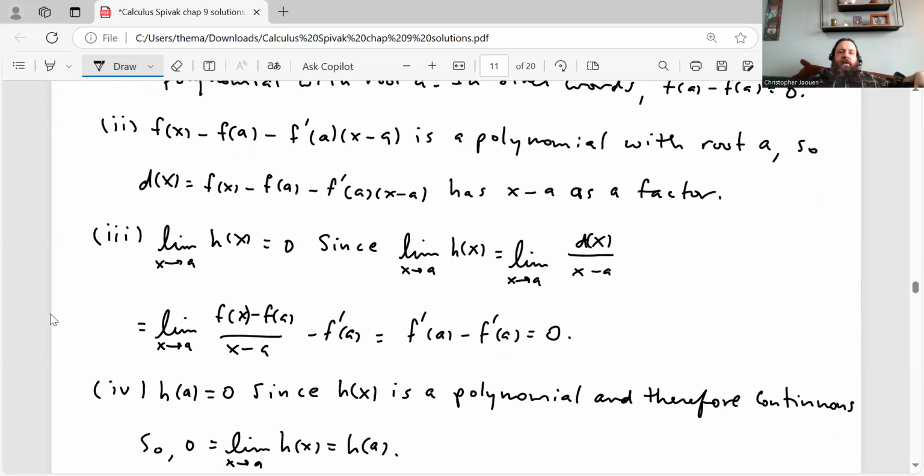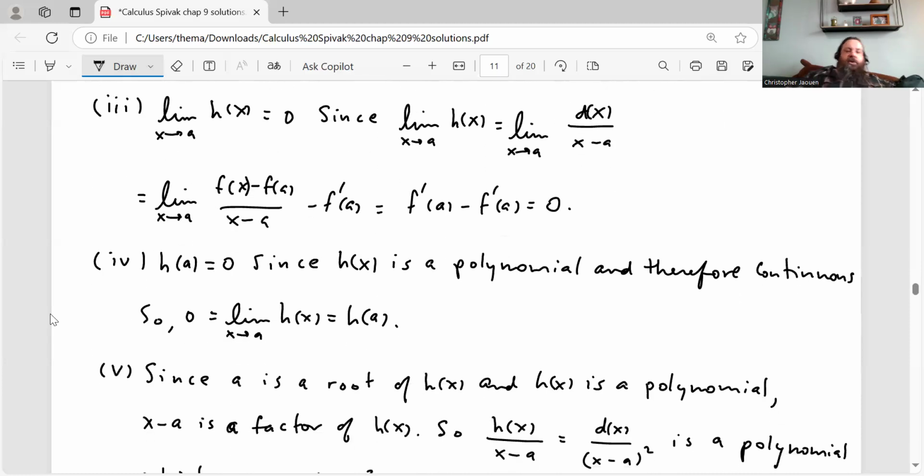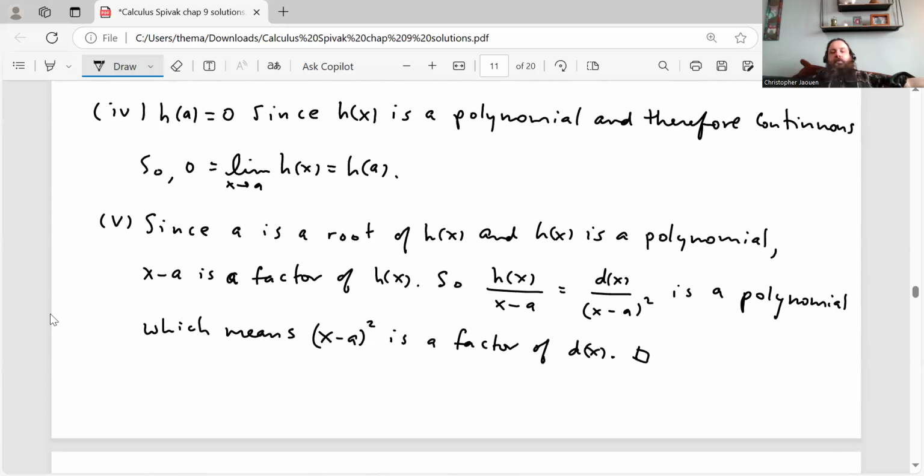Question number 3, the limit of h of x is 0 as x goes to a, since the limit as x goes to a of h of x equals the limit as x goes to a of d of x over x minus a, which is the limit as x goes to a of f of x minus f of a over x minus a minus f prime of a, which is f prime of a minus f prime of a, which is 0. So the limit there goes to 0. Question number 4, h of a is 0 since h of x is a polynomial and therefore continuous. So the limit equals the function value there. So 0 equals the limit as x goes to a of h of x equals h of a. And finally, since a is a root of h of x and h of x is a polynomial, x minus a is a factor of h of x. So h of x over x minus a is d of x over (x minus a) squared, which is a polynomial, which means that (x minus a) squared is a factor of d of x. And that proves the statement.